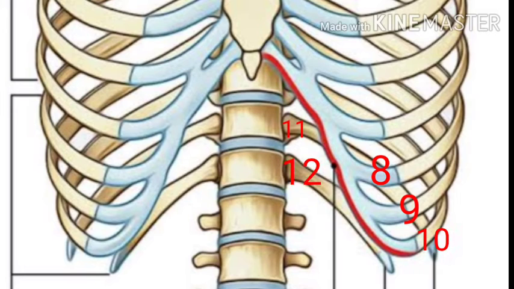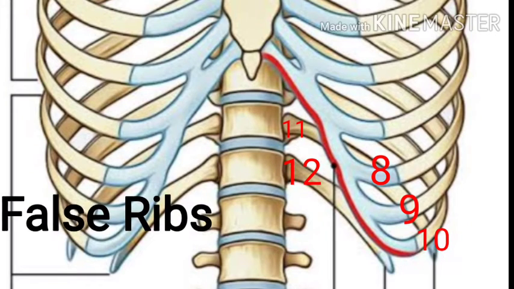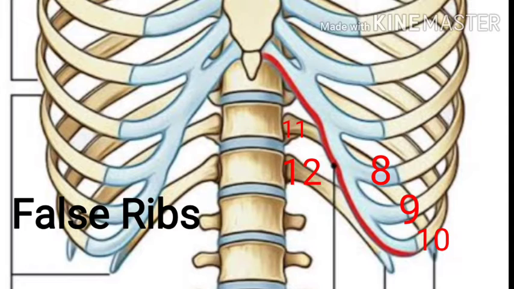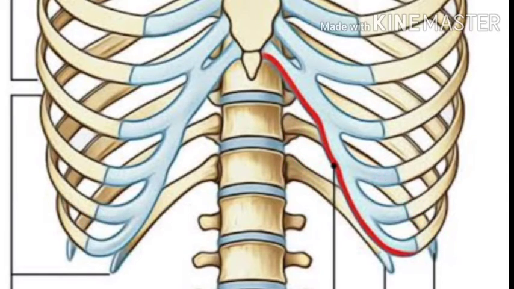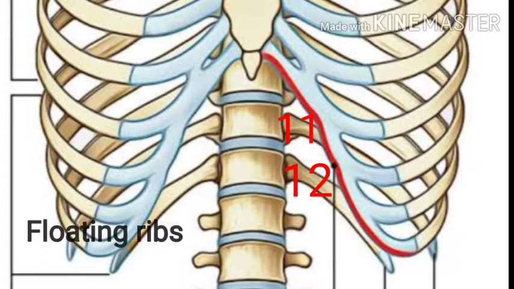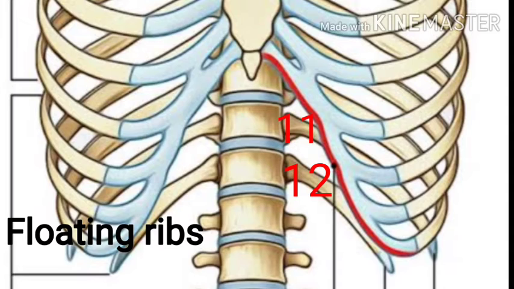The 5 other ribs are known as the false ribs. They are known as false ribs because they don't have a direct connection with the sternum. They are connected to the 7th rib's costal cartilage and thus indirectly connected to the sternum. The last 2 ribs among these 5, the 11th and 12th, are known as the floating ribs, because they do not have any connection with the sternum.